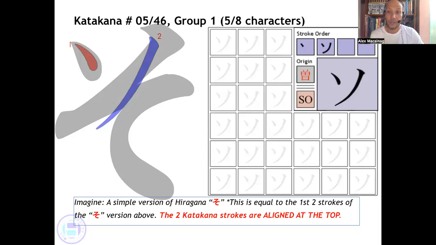We can also write hiragana so in this way. Ne? So, important note, the 2 katakana strokes are aligned at the top. You can pause the video for your writing practice. Okay, let's go to the next page.